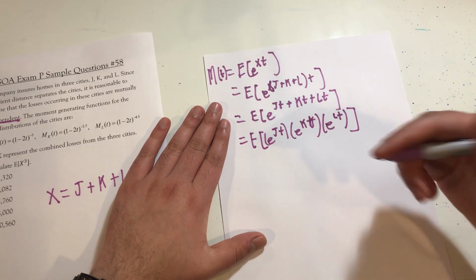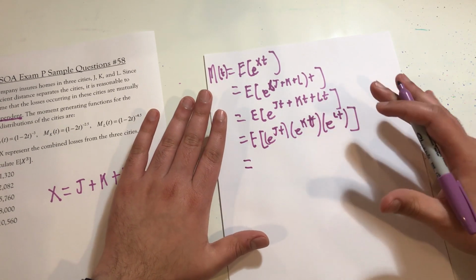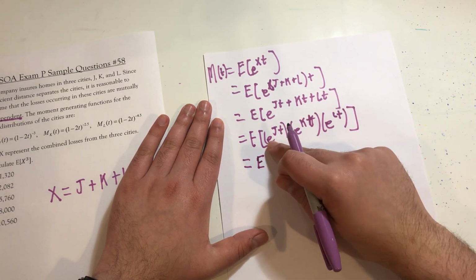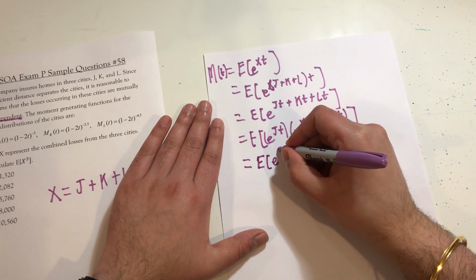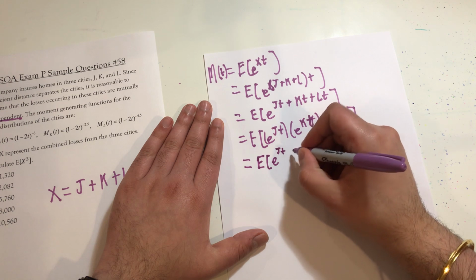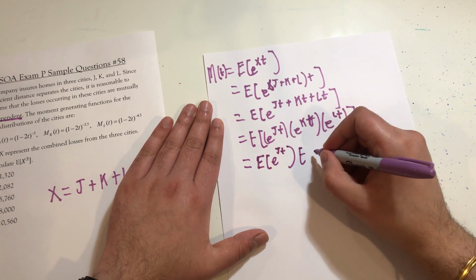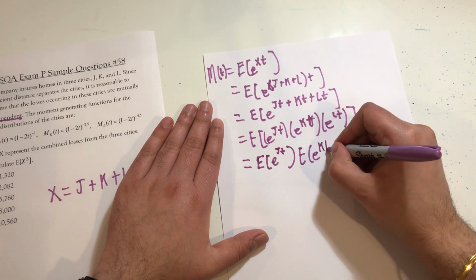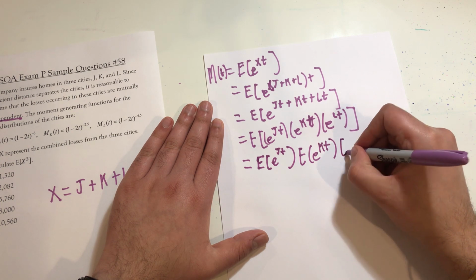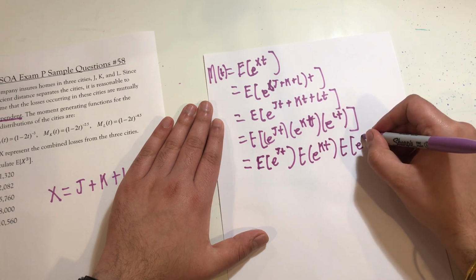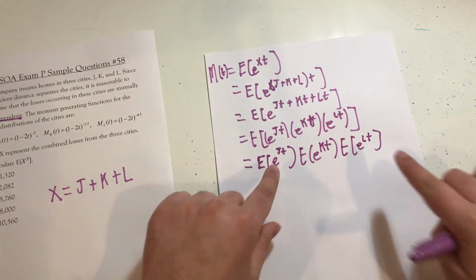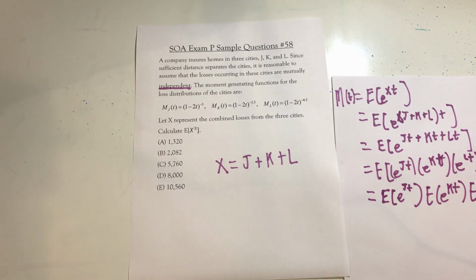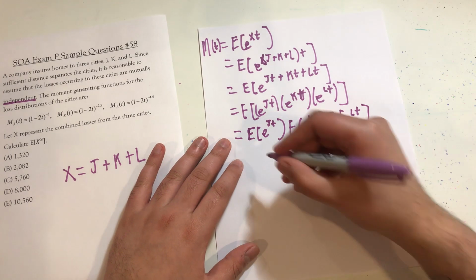And because they're independent, we're allowed to do the following: write them out as a product of each individual e term. So this should be the same as the expected value of e to the jt, times the expected value of e to the kt, multiplied by the expected value of e to the lt. And here's the thing, each of these components is given to us. So now if I want the moment generating function of X, I just do a little bit of a replacement.